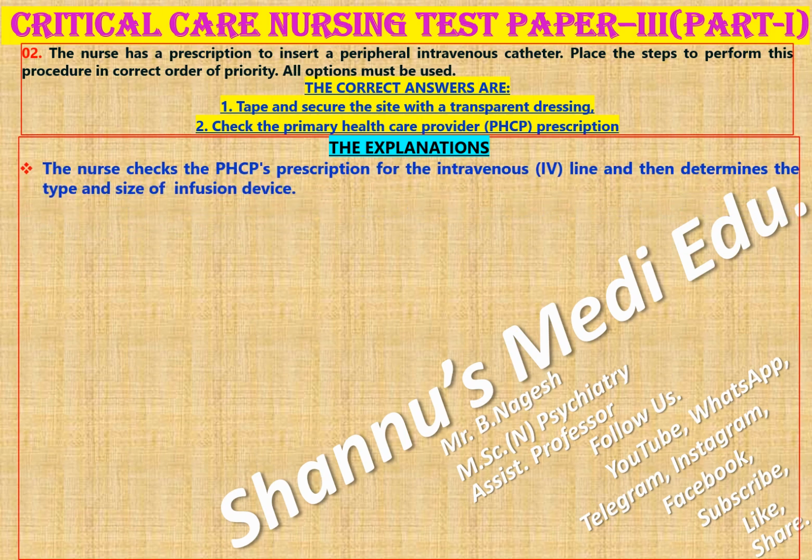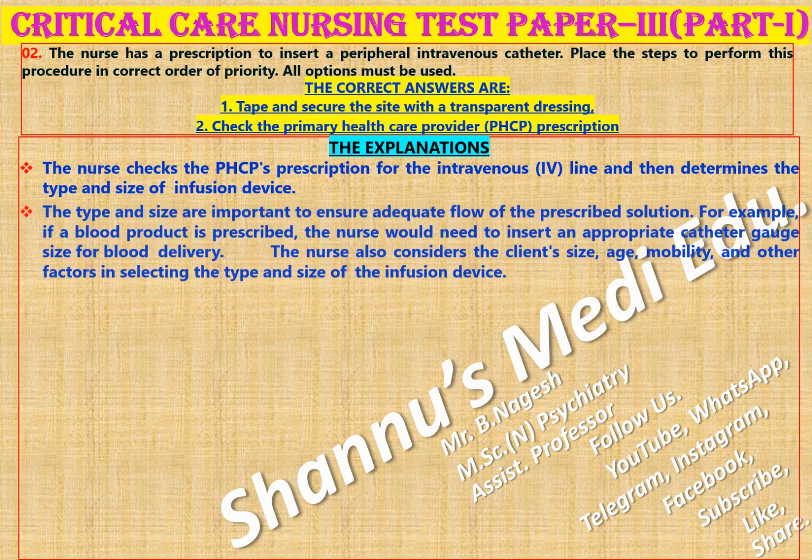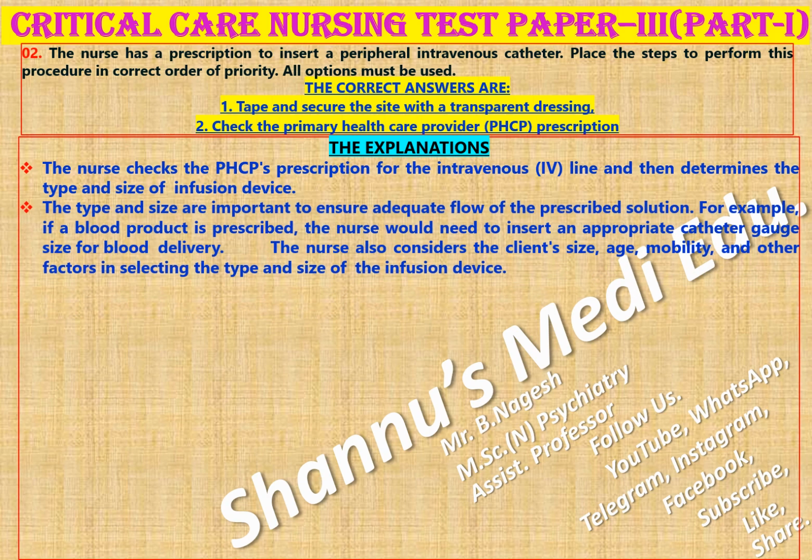Why? Because if you want to give a blood transfusion or other saline infusion or injection, what is needed for the intravenous catheter? So based upon that you should insert the intravenous catheter. The explanation is, the nurse checks the PHCP prescription for the intravenous line and then determines the type and size of the infusion device. The type and size are important to ensure adequate flow of the prescribed solution.